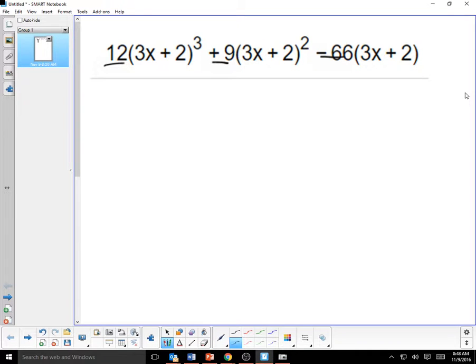They all have this thing in common, don't they? Let's call that P. Is that cool? So P. And I'm going to say P is actually equal to 3x plus 2. Everyone okay with that? Everyone understand what I just did? Okay. So what I'm going to do is I'm going to rewrite this bad boy up here, which is 12. And that's going to become P to the third plus 9 P to the second minus 66 P.